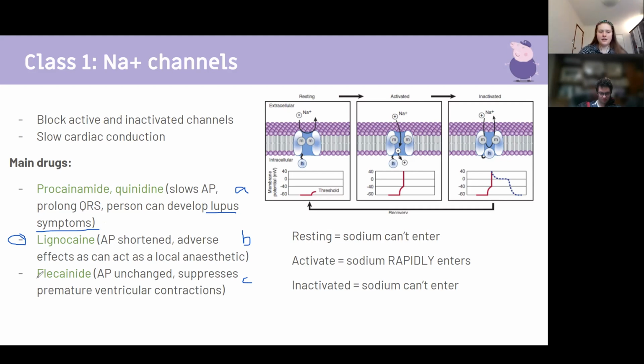And then in flecainamide, the AEP is unchanged. So unlike the previous 2, which alter the action potential duration, the 3rd one doesn't. And it stops premature ventricular contractions. So if you have a problem with the ventricle contracting prematurely, like maybe a ventricular ectopic problem, you might go with that 3rd one.